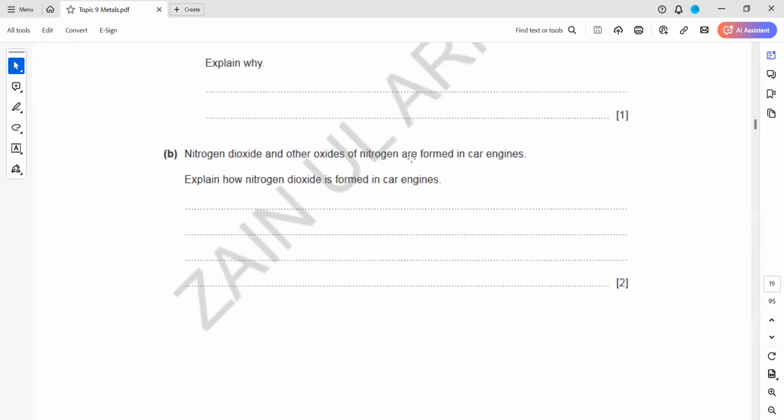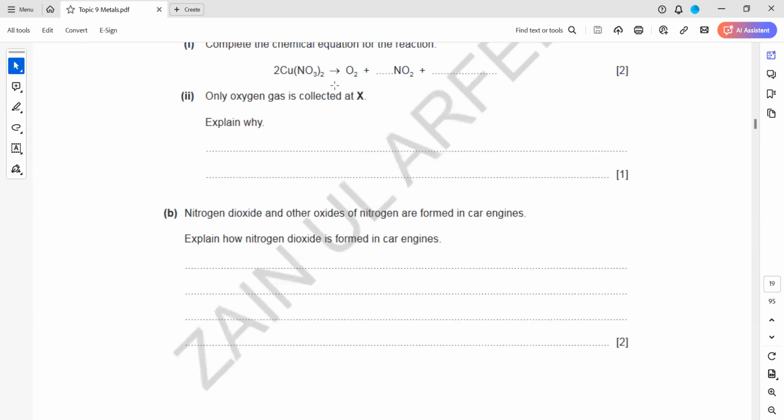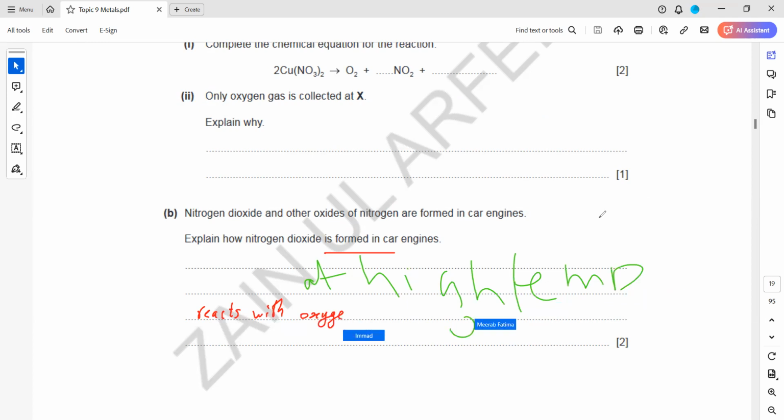Nitrogen dioxide and other oxides are formed in car engines. Explain how nitrogen dioxide is formed in a car engine. So nitrogen reacts with oxygen in the air at high temperature, or you can also mention electric discharge.